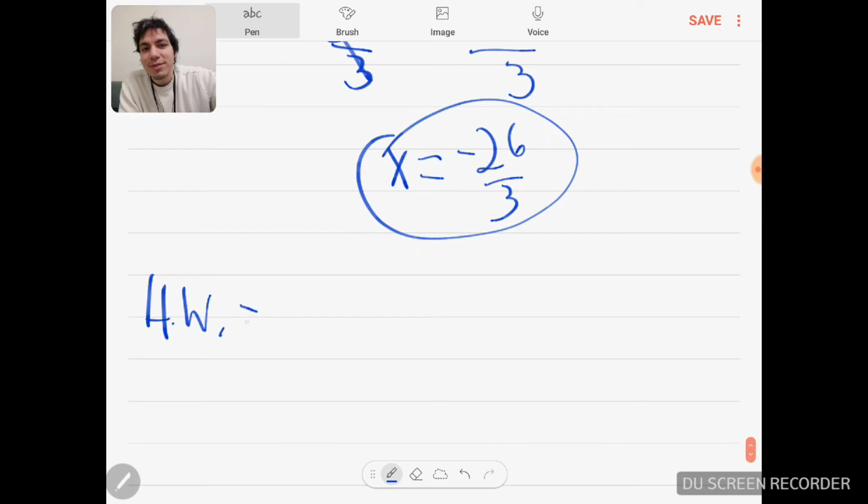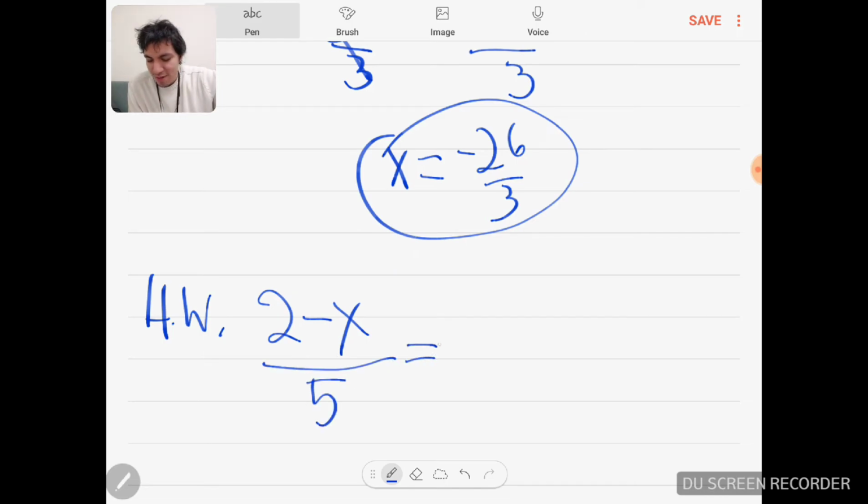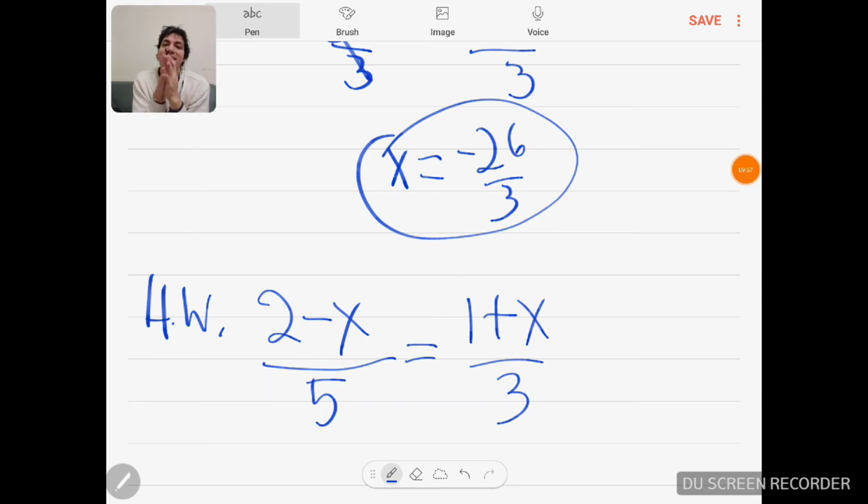Homework. Do this one. Do the one that I was going to do as the problem. 2 minus x over 5 equals 1 plus x over 3. So that's the lesson for you guys. I hope you enjoyed it.